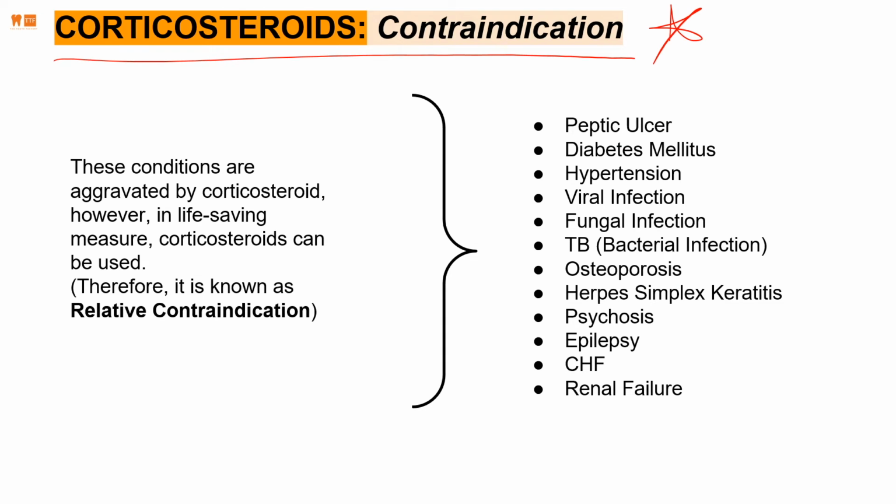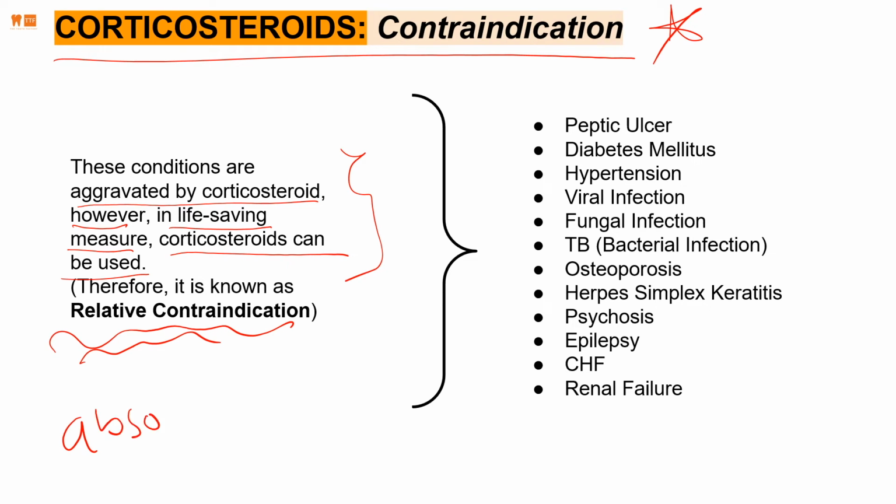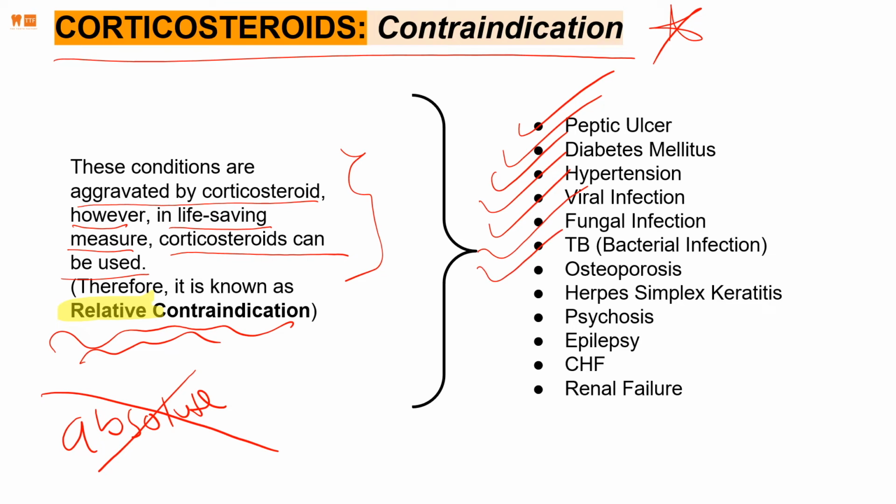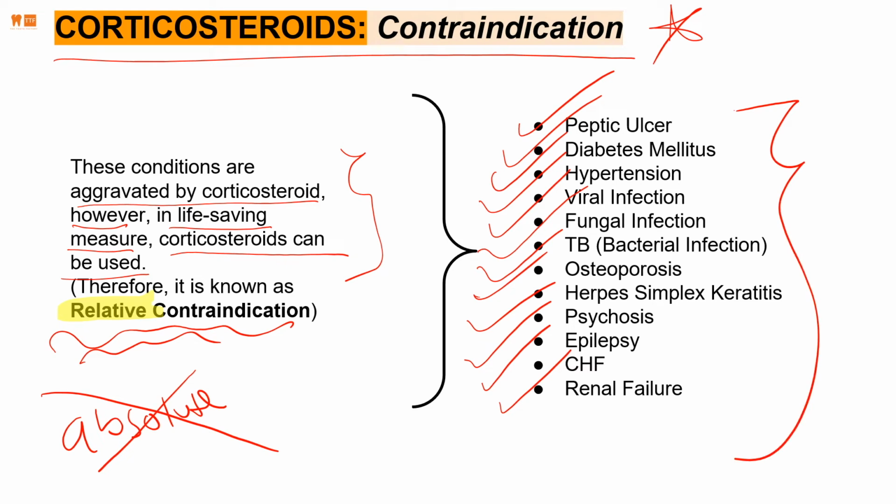Corticosteroid contraindications. These conditions are aggravated by corticosteroids. However, in life-saving measures, corticosteroids can be used. Remember, there's a balance. It's never black and white. There's gray all the time. Therefore, these are technically not absolute contraindications. These are relative contraindications, depending on the benefit and risk ratio. Which conditions? Peptic ulcer, diabetes mellitus, hypertension, viral infection, fungal infection, TB, osteoporosis, herpes simplex keratitis, psychosis, epilepsy, congestive heart failure, renal disease. Full body, guys, full body.